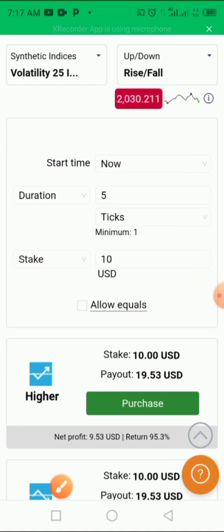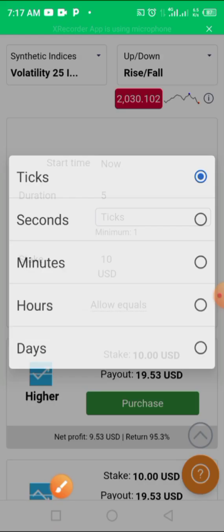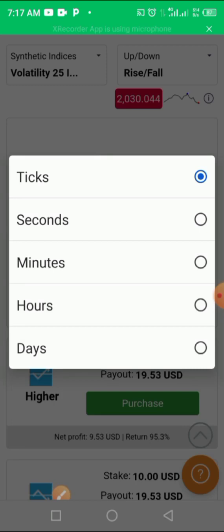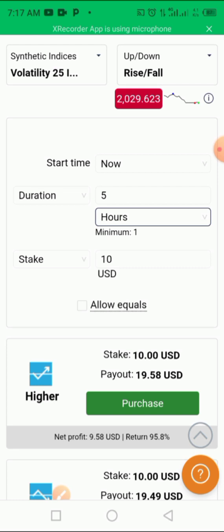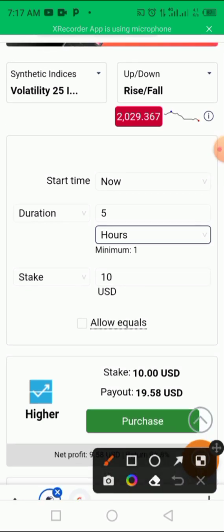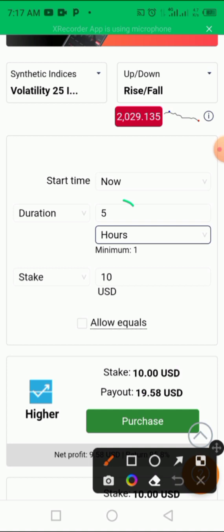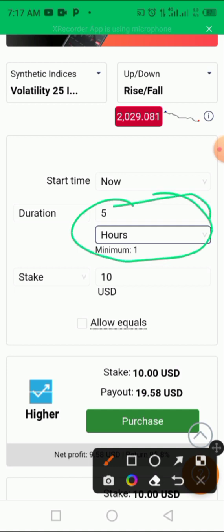So what you do, you click on that tick. You can see that it will show you seconds, minutes, hours, days. If you want to trade hours, just click on these hours. Now this five you are seeing right now is an indication that, if you decide to sell or buy now, the market at the next 5 hours is going to close.